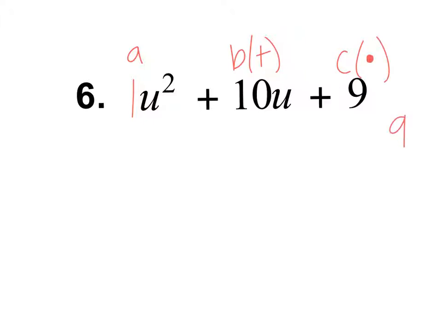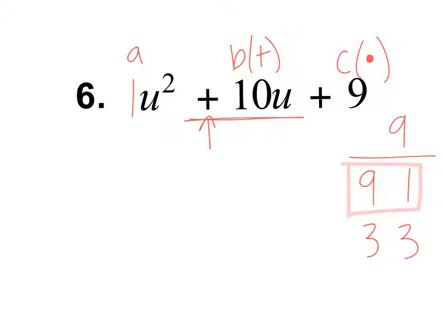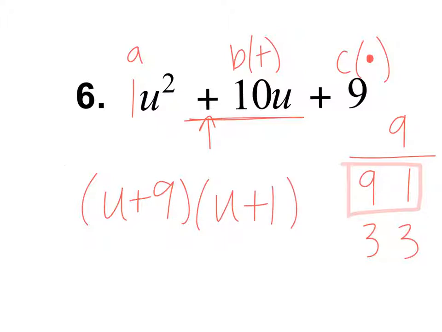Okay, what are my factors of 9? Good, 9, 1, 3, and 3, right? Do I need a positive or a negative? Positive, how do you know? Good, I need to pay attention to this sign right here, what I'm adding to. So I need to add to my 10. Awesome. Okay, so I'd get my 9 and my 1. So I'd have u plus 9 and u plus 1. That would be my answer.